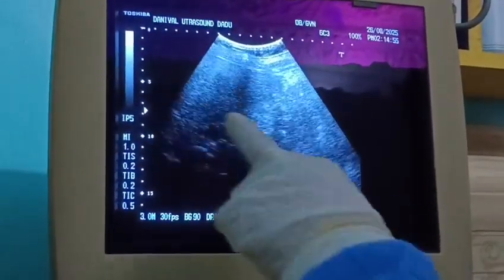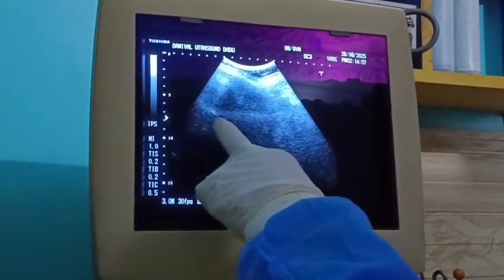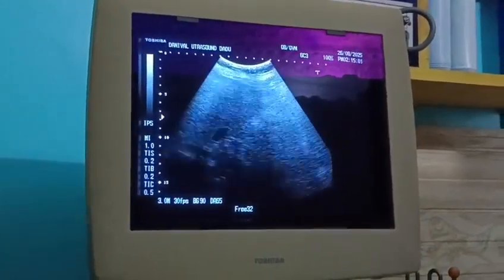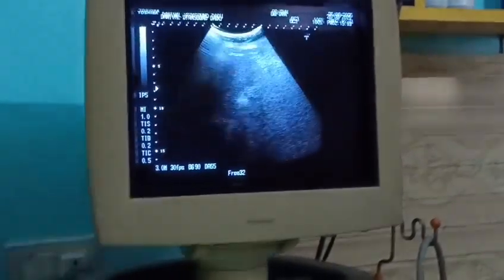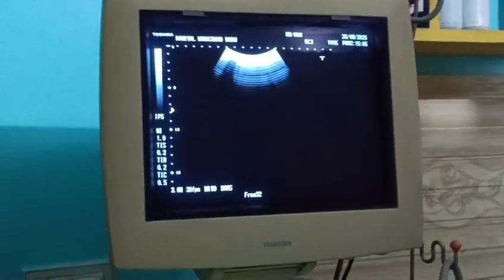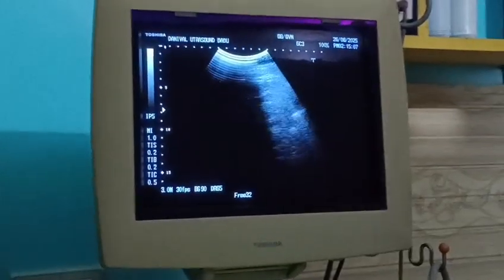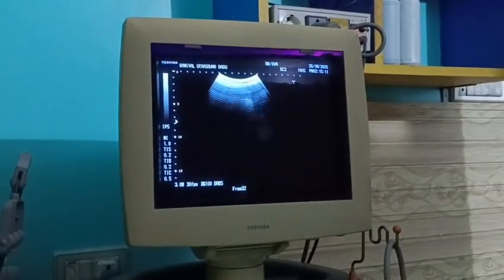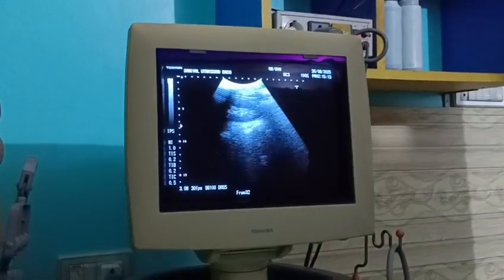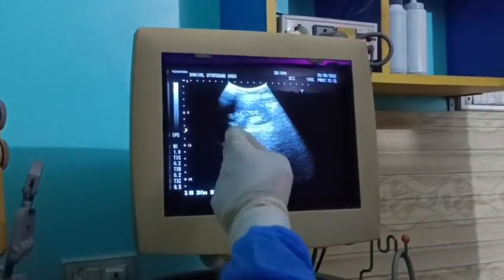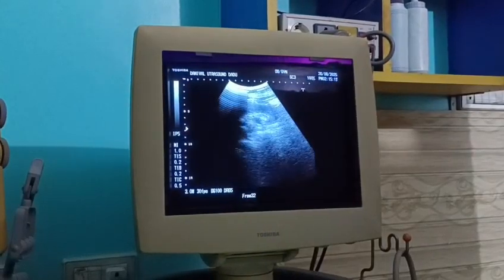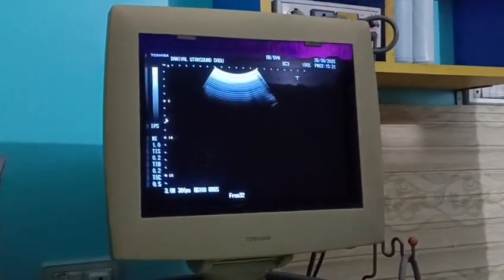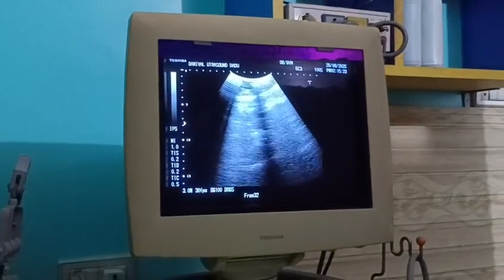So this is the liver also. This appears normal. We have to find out if there is any mass here. This is the gallbladder, showing normal. Now let's go to the left kidney, whether it's hydronephrotic or normal. So let us see. The left kidney is also showing slight pelvic dilation. So this is bilateral hydronephrosis. The bilateral hydronephrotic kidneys.